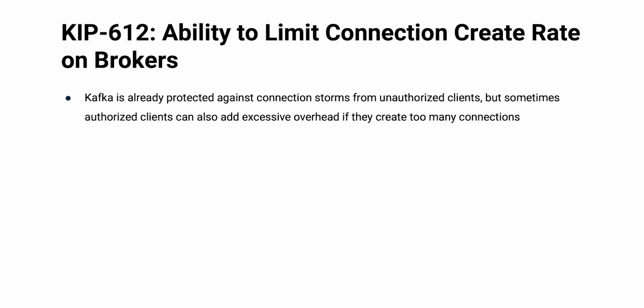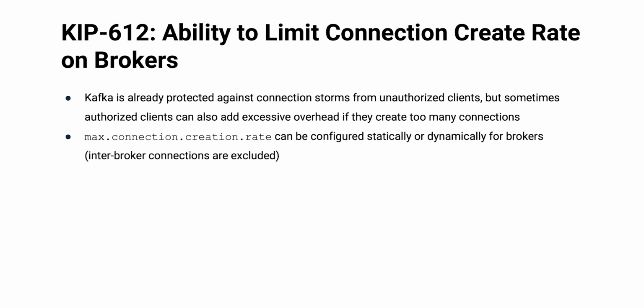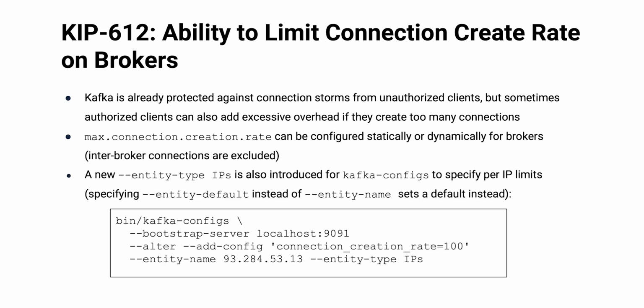So we've got a few new config parameters. That's max connection creation rate. That's a rate per second, or the maximum connection creation attempts per second that we'll tolerate. And in the Kafka configs command line tool, we've got some new switches you see there: entity type and entity name. If we want to specify that rate with respect to a particular source IP, we can now do that with the Kafka configs command line tool.